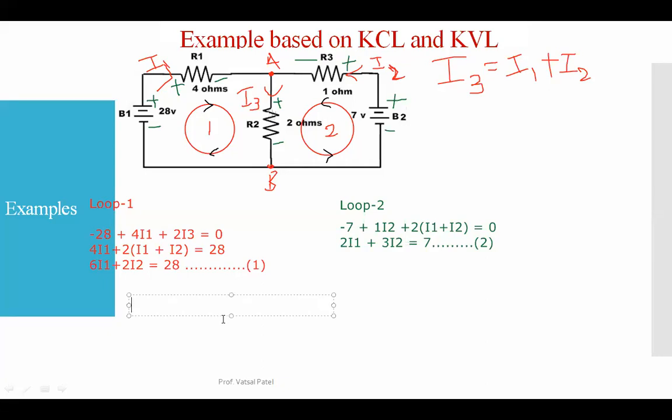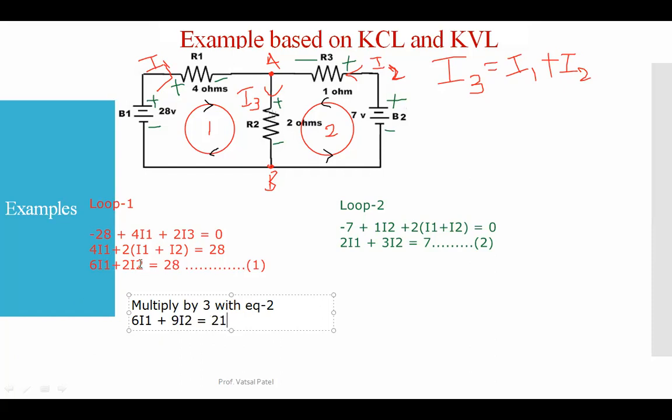So what we are doing right now, we multiply by 3 with the second equation. So what we are getting? 6I1 plus 9I2 is equal to 21. Yes.